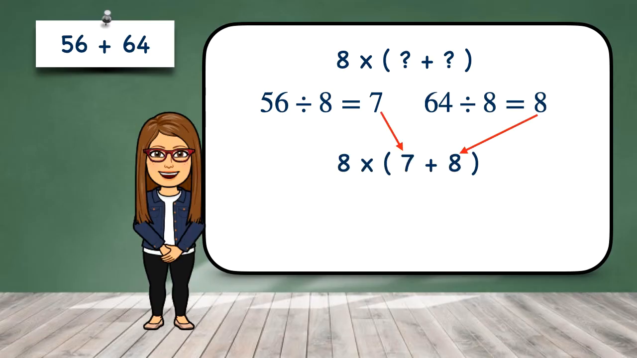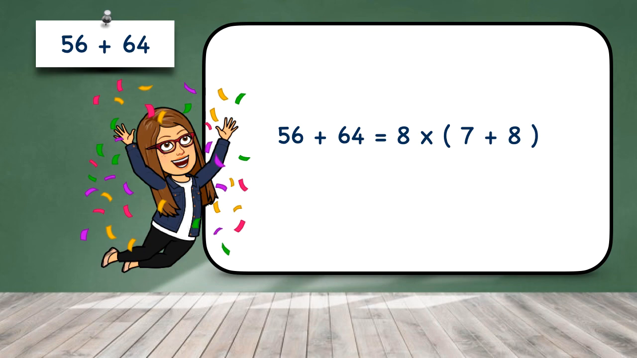So dropping those down, on the outside of the parentheses is my greatest common factor, which is 8. And on the inside of the parentheses is 7 plus 8. And when I multiply each one of those by 8, I end up with 56 plus 64. So 56 plus 64 equals 8 times the quantity 7 plus 8.